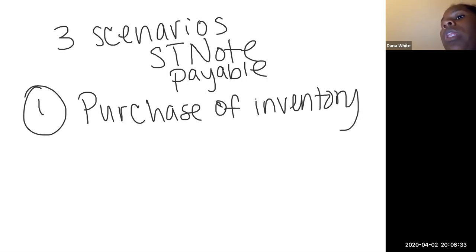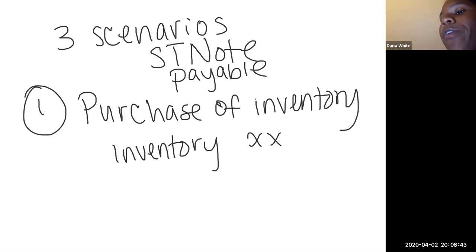And so what that would look like if I am doing a transaction, it's going to be a debit to inventory of said amount, XXX, and then my credit is going to be to notes payable. All right, so that's scenario number 1.